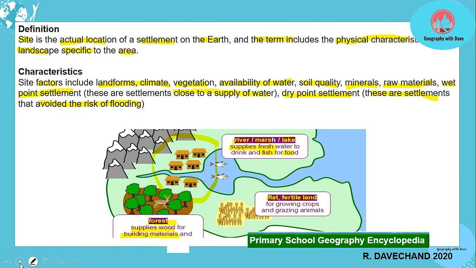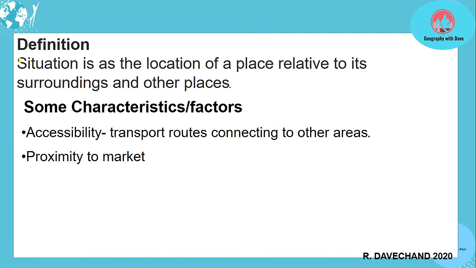let's go on. Then, situation is the location of a place relative to its surroundings and other places. So, if the farmer puts his farm in this area, it's not only that he just looks at the site factor and says that there's enough flat land, enough fertile soil, enough raw materials like the trees to build.